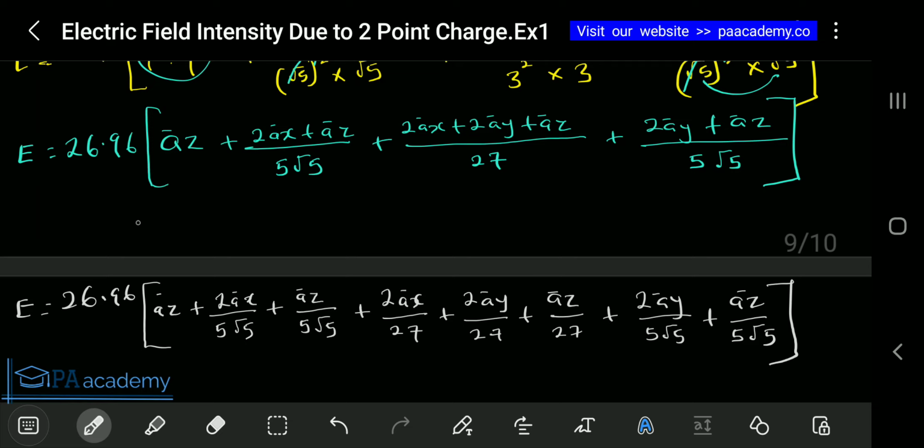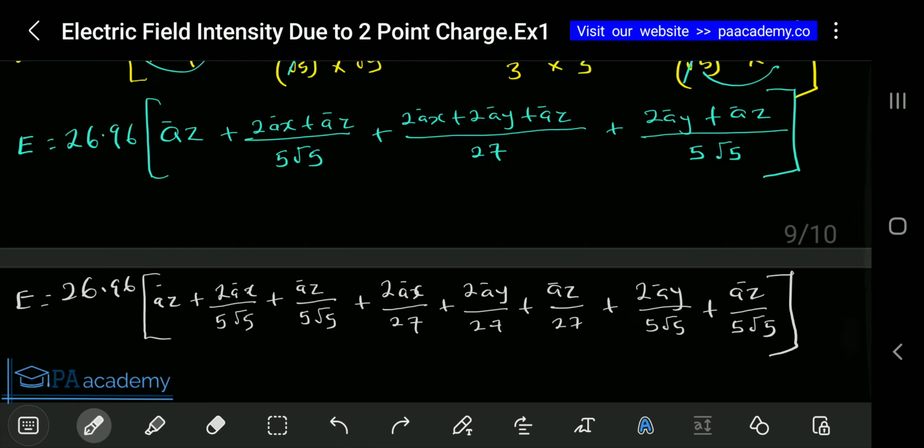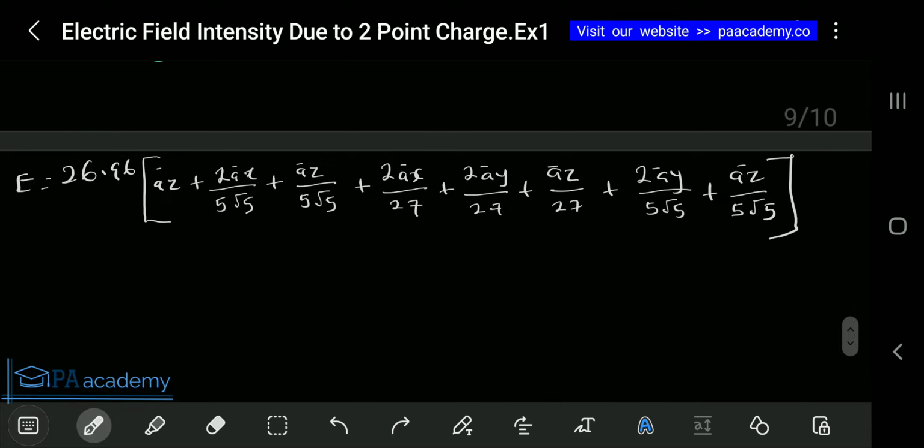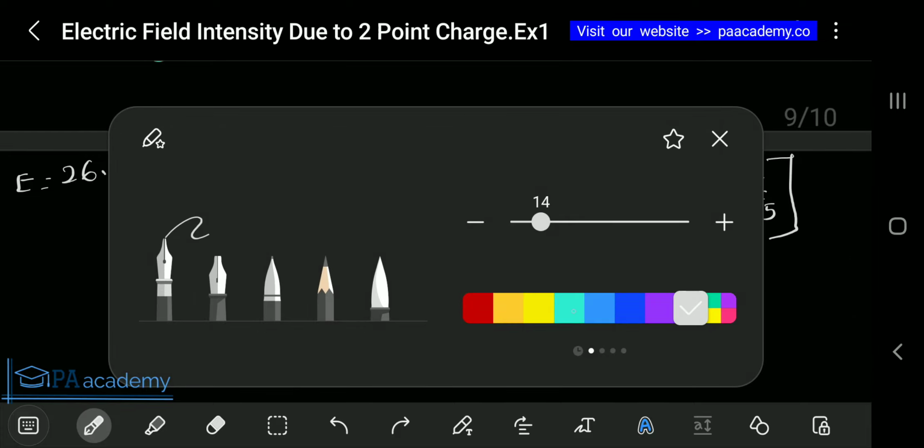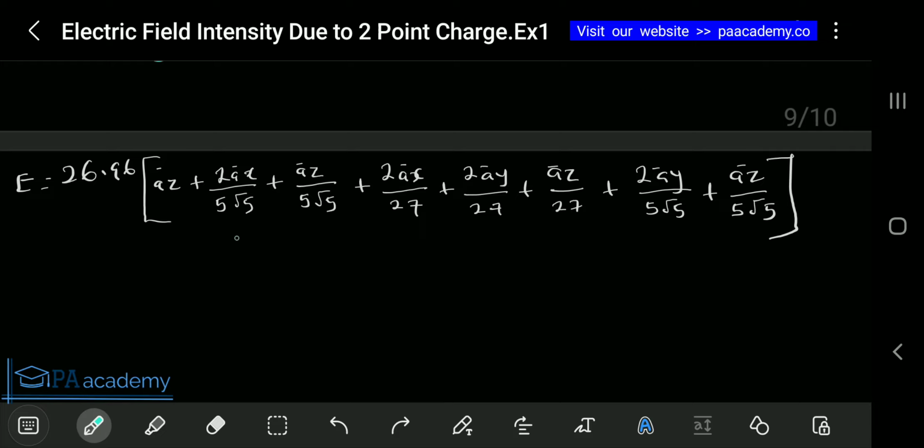So let's confirm. This is 1, 2, 3, 4, 5, 6, 7, 8. So 1, 2, 3, 4, 5, 6, 7, 8. Okay, so that's just another way you can use to confirm that you actually picked all the necessary values. All right, so let's go to the next line. Let's look at it closely. The ones having AX, AY, AZ, let's bring them together.